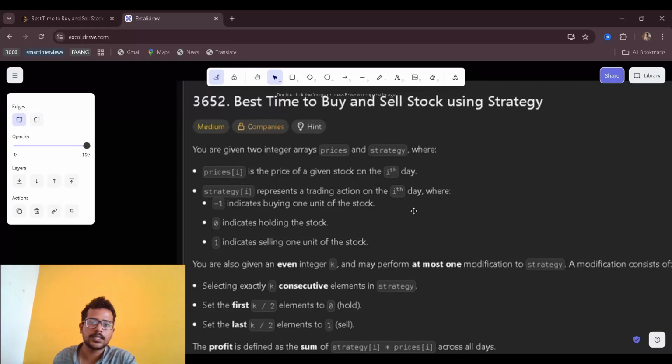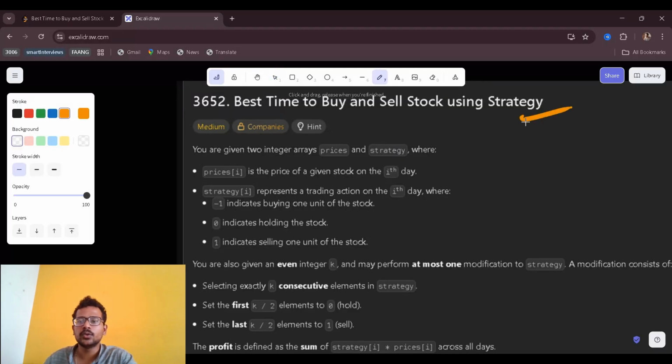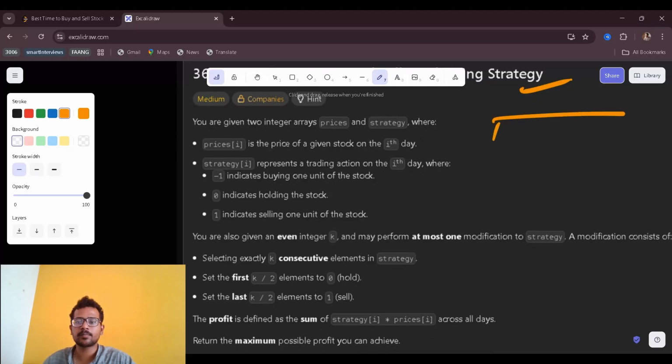Hello everyone. Let us now discuss how we can solve this problem: best time to buy and sell stock using strategy. So we are given two integer arrays, prices and strategy.